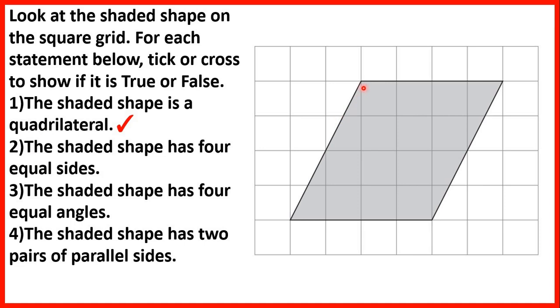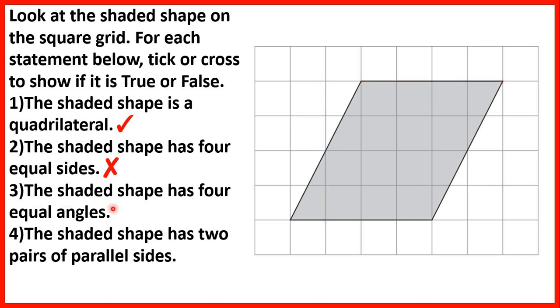So these sides are not equal in length, because we can see that this top side is 4 squares long, but if we take this side and we rotate it, we can see that it takes up slightly more than 4 squares, so the sides are not equal in length.